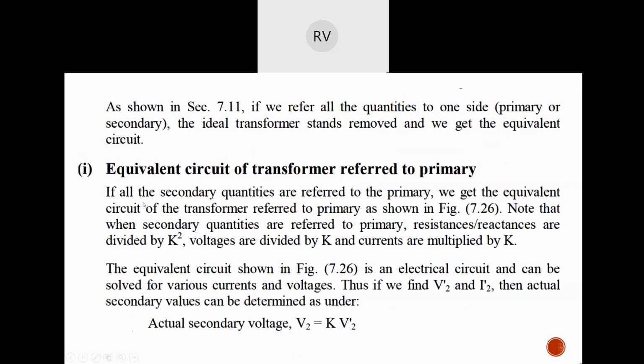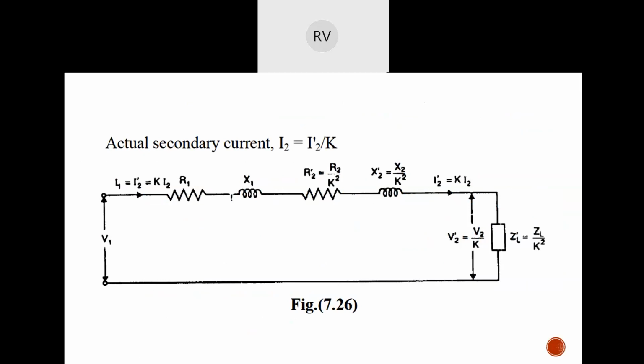Now, what we are going to do is take all the parameters to one side, either primary side or secondary side, and try to get the equations. First, we are going to do the equivalent circuit of the transformer referred to the primary. So if all the secondary quantities are referred to the primary, we get the equivalent circuit of the transformer referred to the primary as shown in the figure 7.26. Here you can see the total referred to the primary is this one.